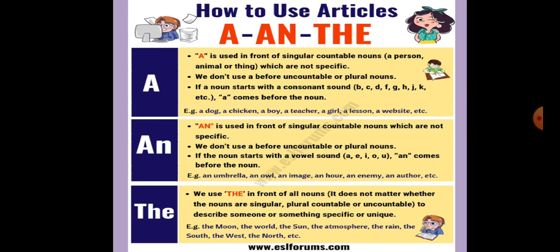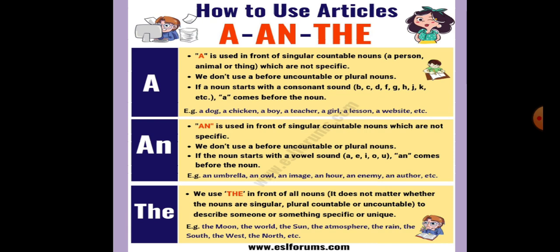Now let's quickly revise what you have learned from today's lesson. How to use articles a and the. A is used in front of singular countable nouns, a person, animal or thing which is not specific. We don't use a before uncountable or plural nouns. If a noun starts with a consonant sound, a comes before the noun. For example, a dog, a chicken, a boy, a teacher, a girl, a lesson, a website, etc.